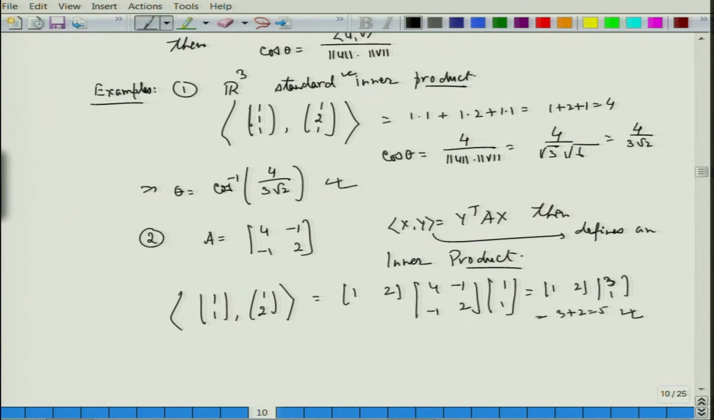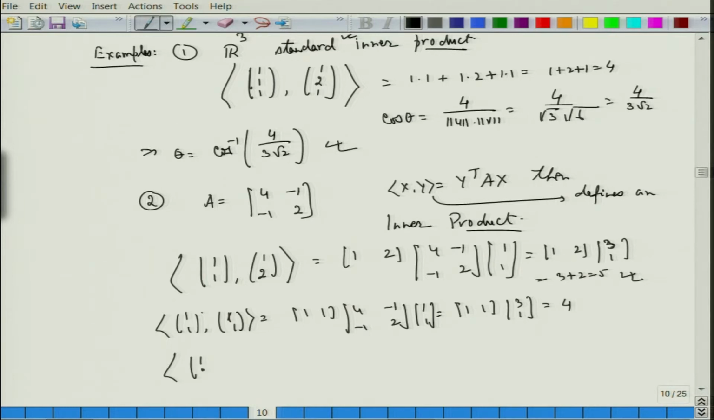Now I have to look at x with x to get the length of x, and then y for the length of y. So what is the inner product of 1 1 with 1 1? This is equal to 1 1 times 4 minus 1 minus 1 2 times 1 1, which is 1 1 times 3 1. I hope I am doing correctly, because you will find lots and lots of mistakes in my calculations. So keep doing the verification. So 3 plus 1 is 4.